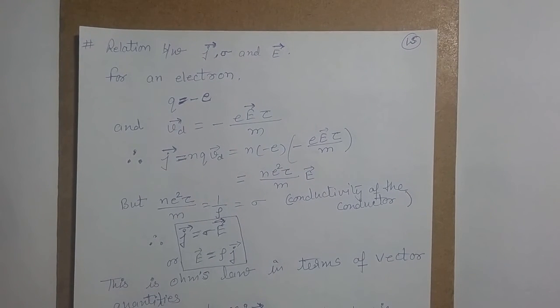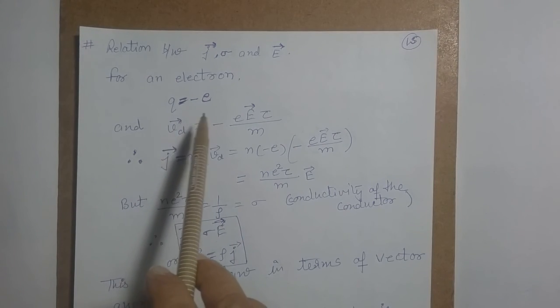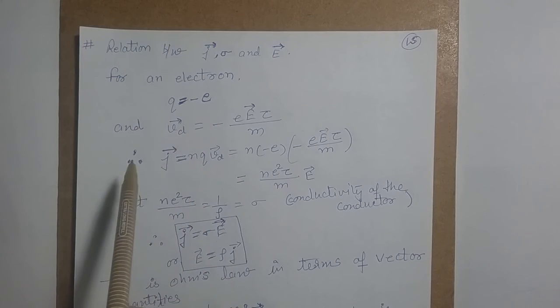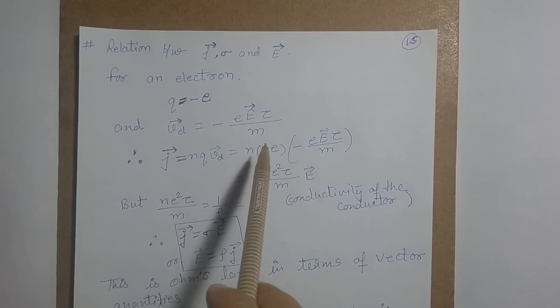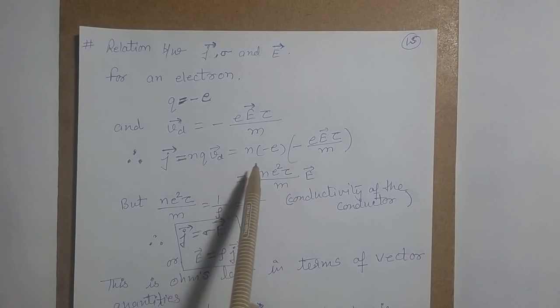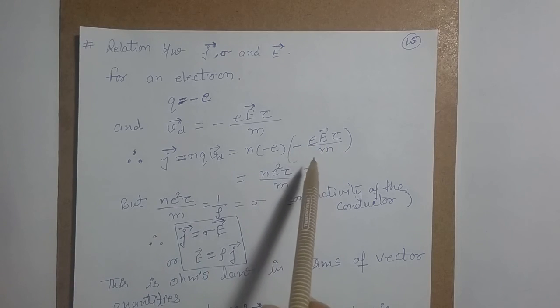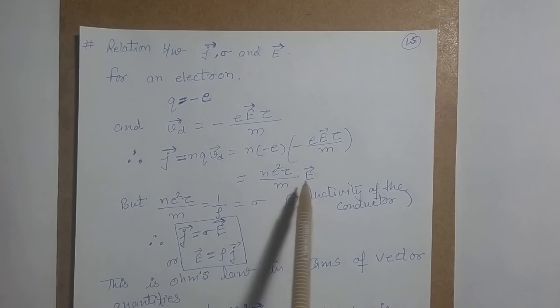Okay, so after finding the relation for the resistivity, our next topic is the relation between the current density, conductivity, and the electric field for a given conductor. Now we know that for an electron, the charge on a given charged particle is minus e. Vd is the drift velocity, and the formula for drift velocity is minus e tau upon m. Also we know that the current density is nqVd. Let us substitute the values. Q is minus e, Vd is minus e tau upon m. After solving the terms, we get this relation.